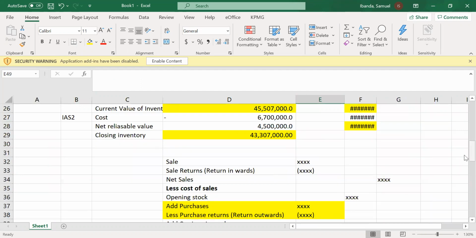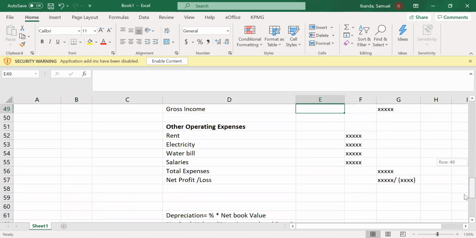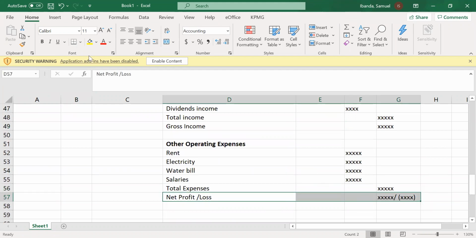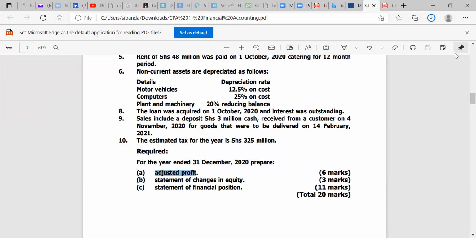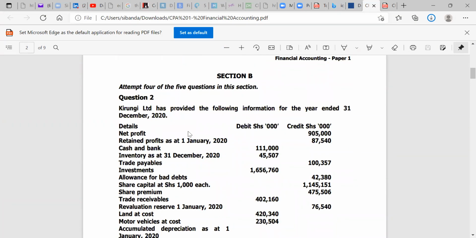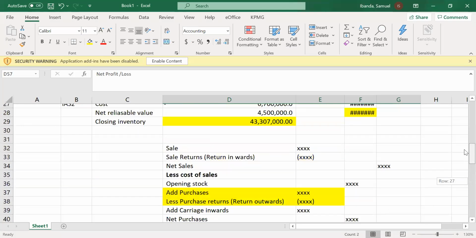I can try to reduce the size so we can see it there. So as you can see, this is your profit and loss. What the examiner did is give you an insight, telling you that this was already calculated, but it was calculated without taking into consideration these other things. So they want you to calculate a new profit, basically to get an adjusted profit. Like I said, most questions will give you a trial balance and ask you to prepare a profit and loss. So they will ask you to actually prepare what you have done here.